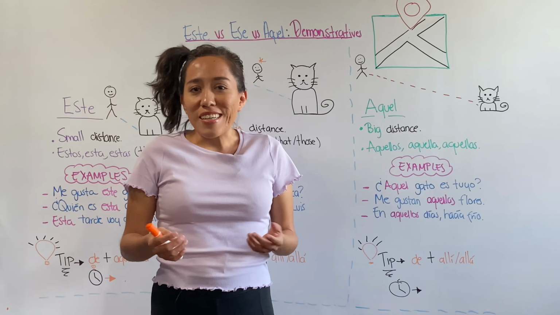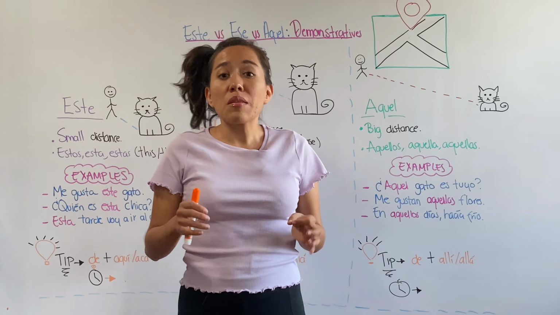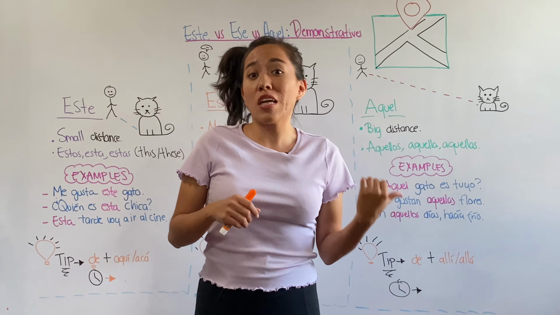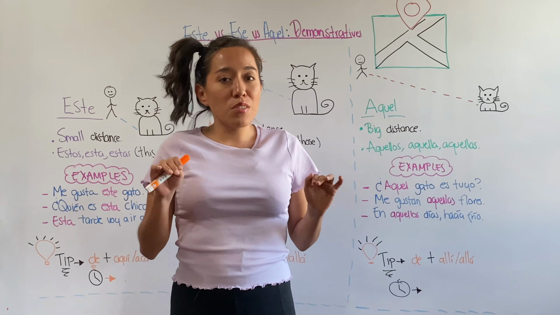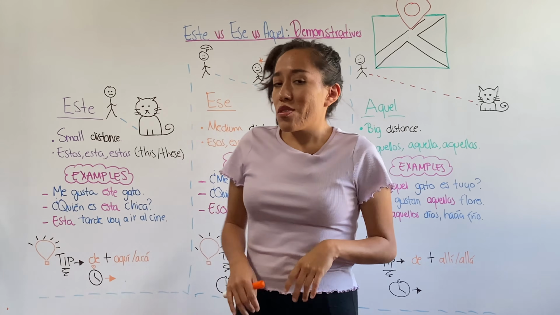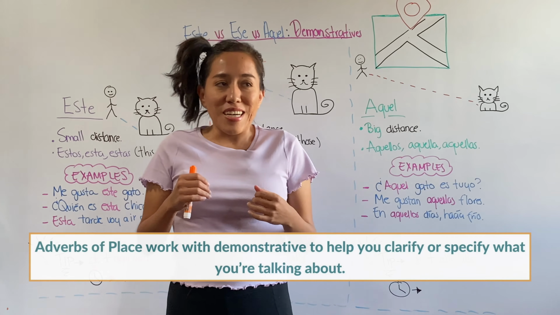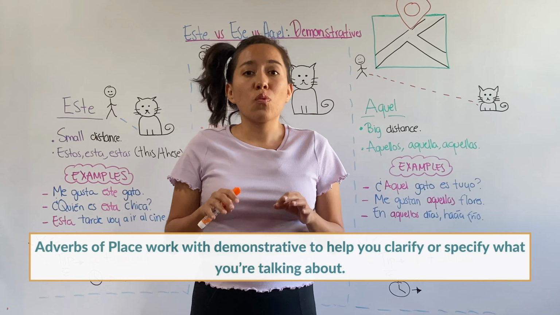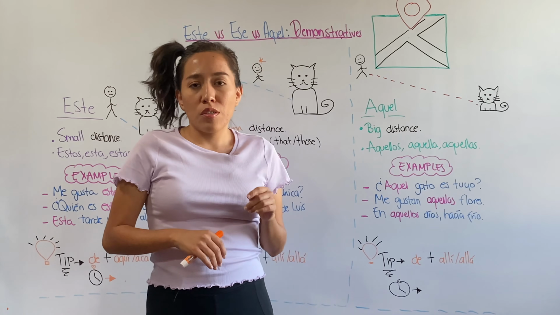And in many cases, the GPS is great, but it makes mistakes. Sometimes the delivery guy is knocking on your neighbor's door. The same happens with demonstratives. You can use adverbs of place, aquí, acá, allí, and allá, to be more specific, to clarify what you're talking about.